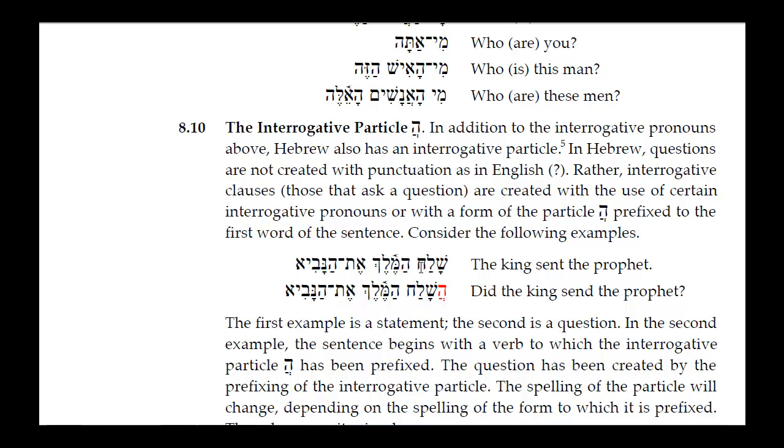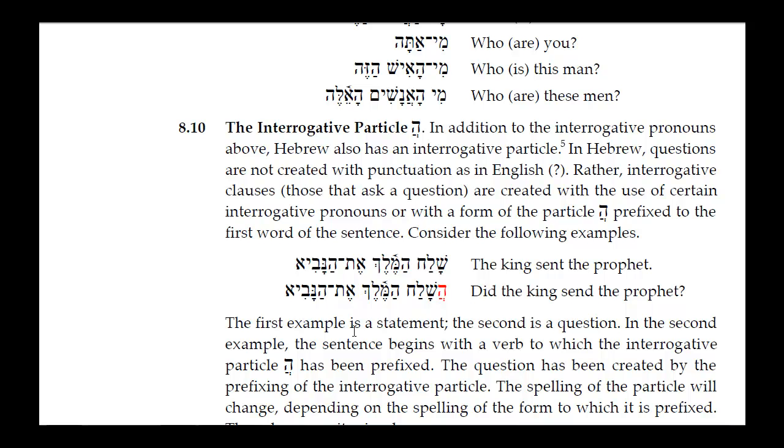We have Shalach HaMelech et HaNavi. The king sent the prophet. Now, if we want to ask a question instead of making a statement, 'the king sent the prophet' is a statement. But if we want to ask a question, or what they call an interrogative, we put the hey with the vowel, the hatef patach, and it's attached normally to the verb. So you would say, did the king send the prophet? Heshalach HaMelech et HaNavi?